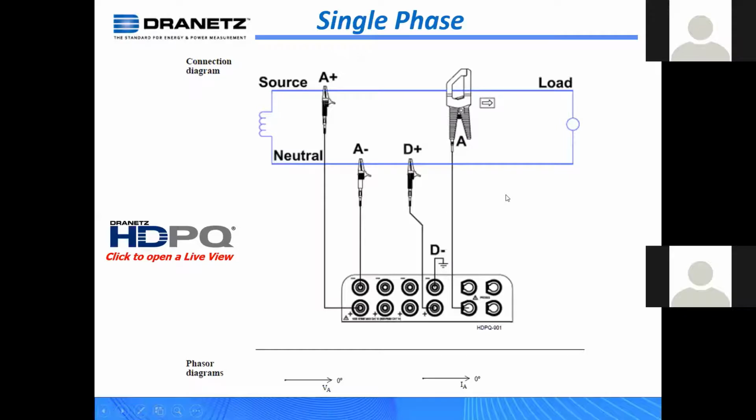So if you follow Blondel's theorem, how many wires do we have here? 2. How many watt meters do we need to measure this 2-wire circuit? 1. So that's Blondel's theorem. To have 1 watt meter, you need 1 CT, 1 current measurement, okay? No matter what you do, you need 1 current measurement. So one way to look at it is if I have 2 wires, I need 1 watt meter, I need 1 CT to measure that.